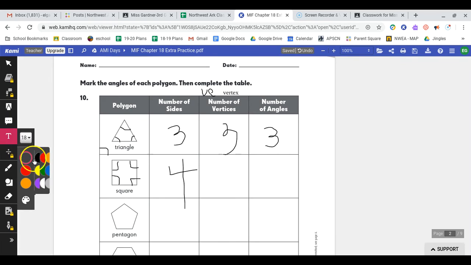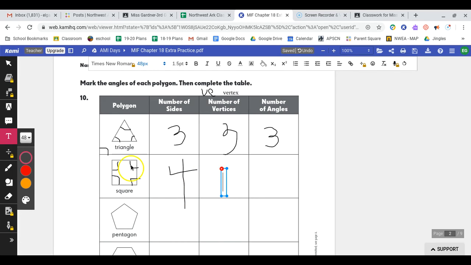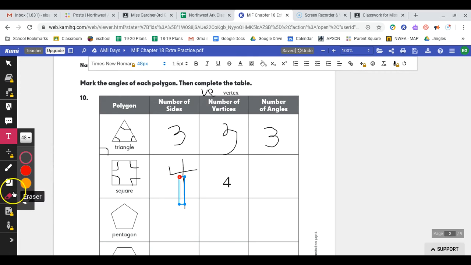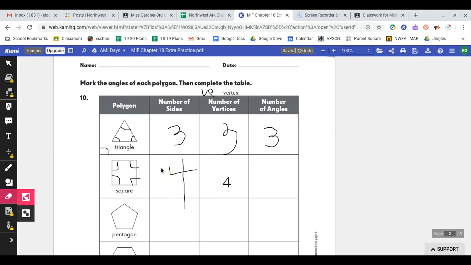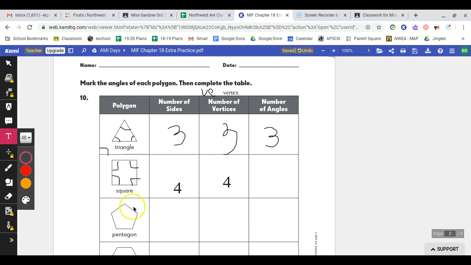I may need to use the text box and just make it a bigger font. Let's try that out. Okay. How many vertices are on the square? That's the outside points where 2 line segments meet. 4. Oh, much clearer. Let's see if I can erase this. Yes. Okay. And we'll use this from now on. Okay. And then how many angles are on the inside of the square? 4.